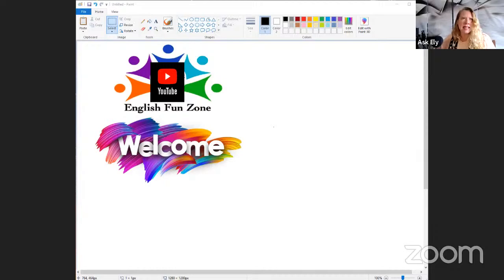Now the second thing I want to show you is, if you're writing in Word, how to change the Word program into English, which will help with spelling as well, because there is something called spell check.